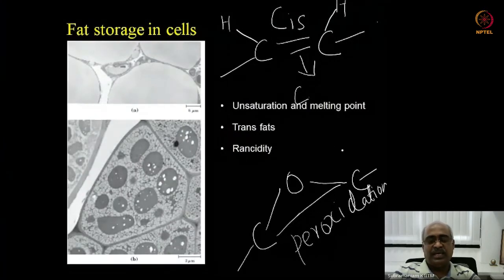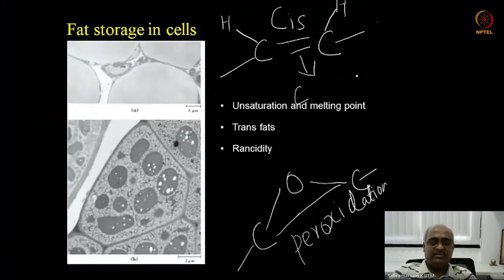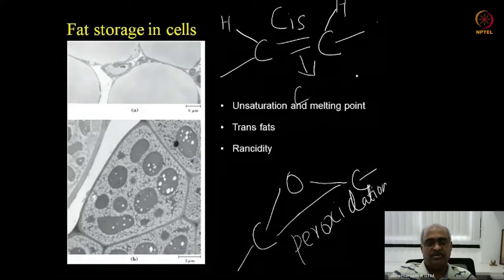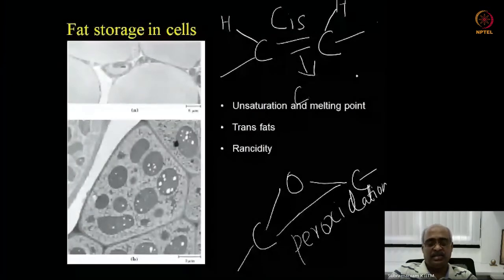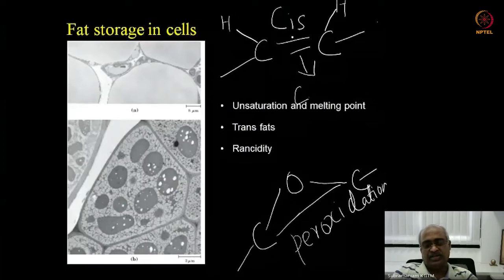And the second source is, people make saturated fat out of vegetable oils. For example, you try to reduce this double bond, and therefore it is saturated fat. And that is called hydrogenation. Okay. So vegetable oils usually are hydrogenated to produce artificial butter. You would have heard the commercial name Dalda or Vanaspati. So they are vegetable oils artificially saturated, the double bonds are reduced chemically in the factory, and you get saturated fat.